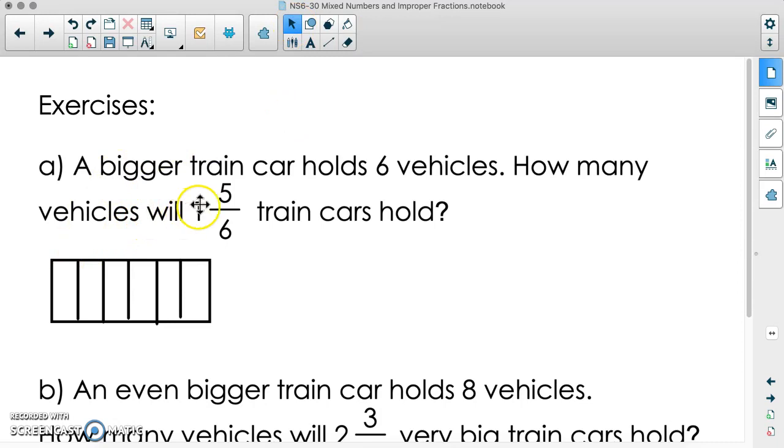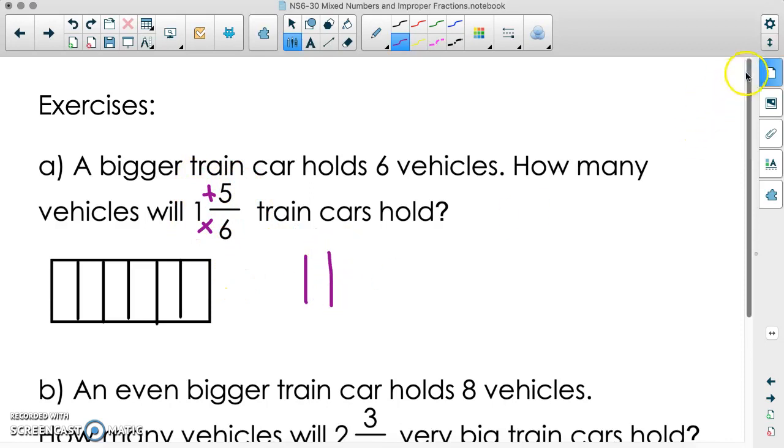How many vehicles will 1 and 5/6 train cars hold? Well, we could do it with a picture. We could double this picture, or we could take our trick that we learned and do 6 times 1, which is 6, and then add on those extra 5. So 6 times 1 is 6 plus 5, it would hold 11 vehicles.